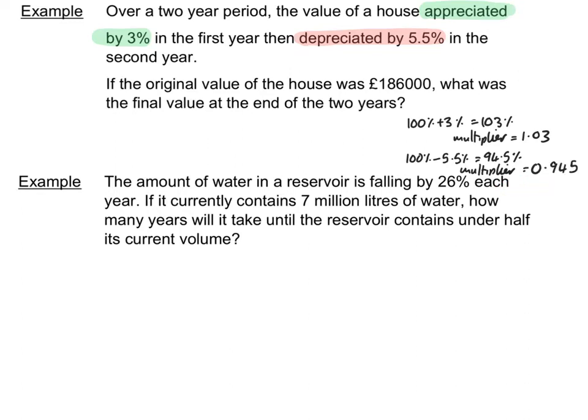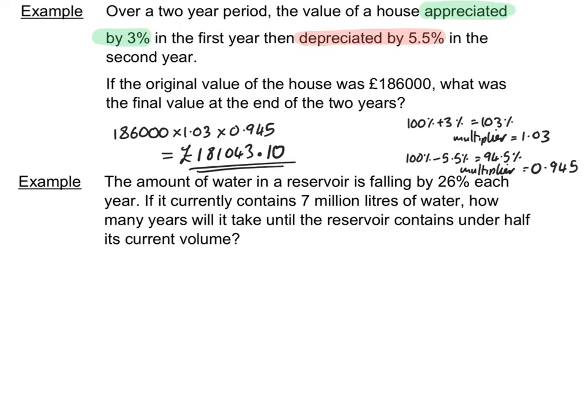And the multiplier for that, well, we just divide it by 100, so 0.945. So all I want to do in this question is take my original value of 186,000. Appreciation by 3% means multiply by 1.03. And depreciation by 5.5% is multiplied by 0.945. All of this can be done in one stage on your calculator and it'll take us straight to the answer, which is 181,043.1. So £181,043, and because it's 10 pence there at the end, I'm going to need to put an extra 0 in there. And that's basically the value of the house after those 2 years.